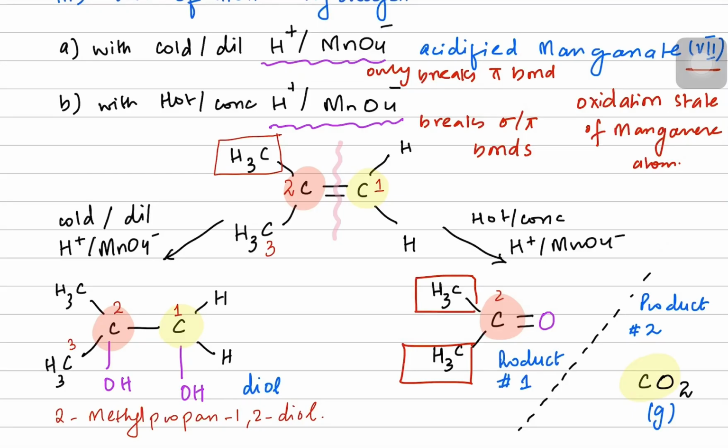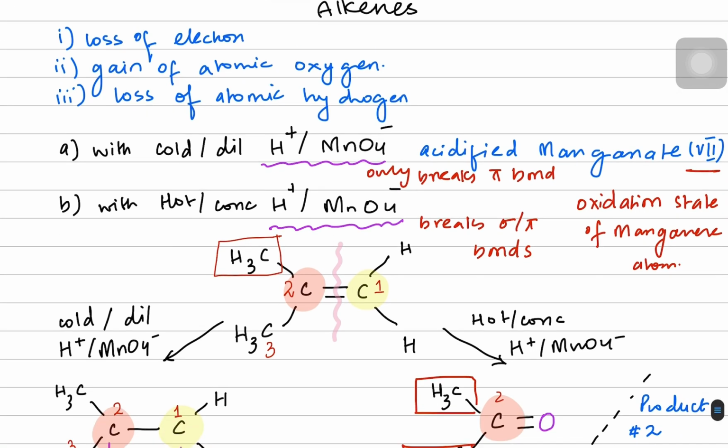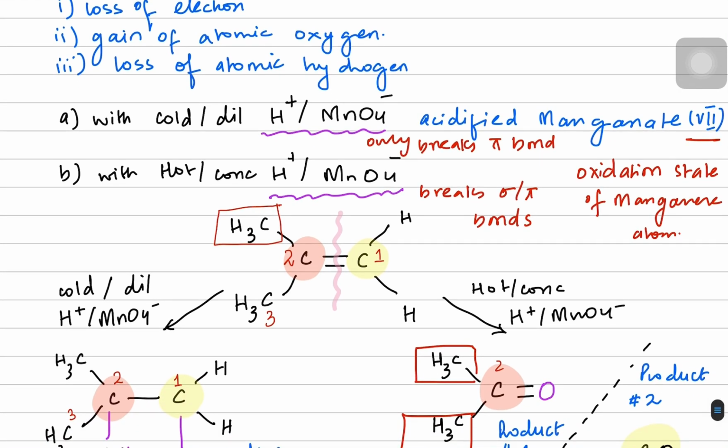Hey everyone. So in the previous video, we have been talking about the oxidation of alkenes. We know that for oxidation of alkenes, there were two possible reagents. One is the cold dilute acidified manganate 7. The other was hot and concentrated acidified manganate 7. So the same reactant, but the conditions were different.